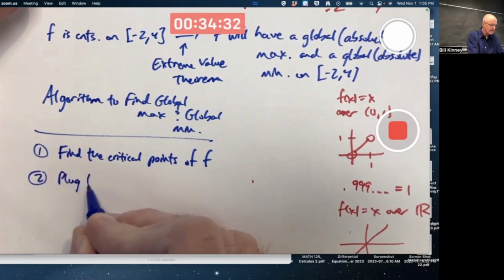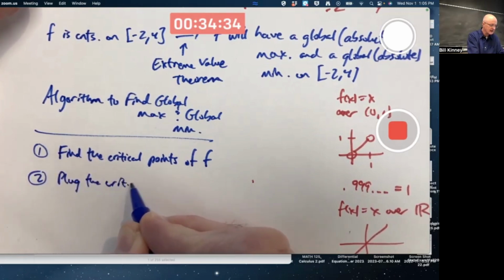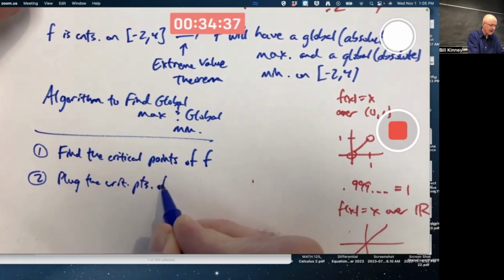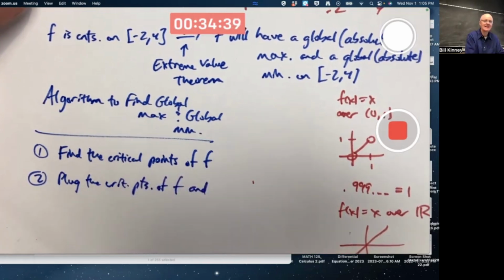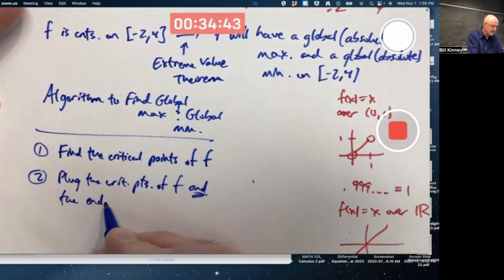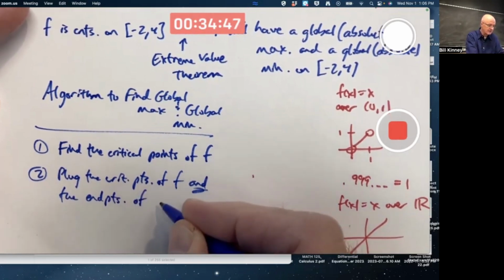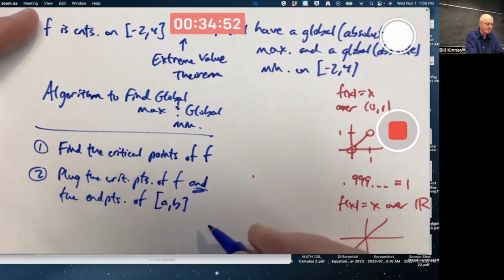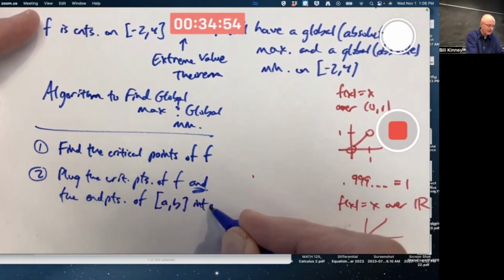Step 2: Plug the critical points of f and the endpoints of the closed and bounded interval, which in general I'll write a to b, into f.